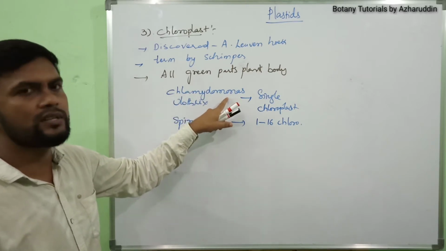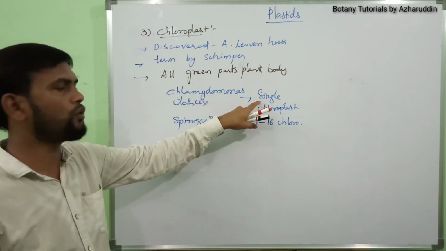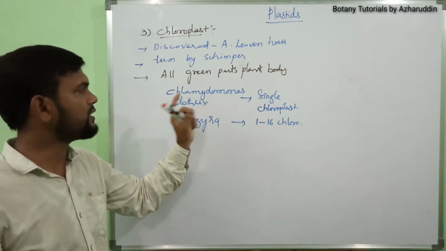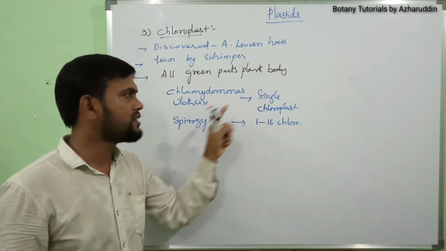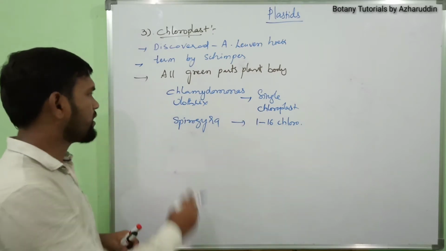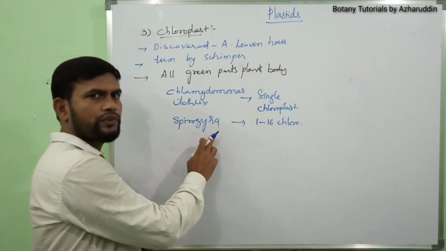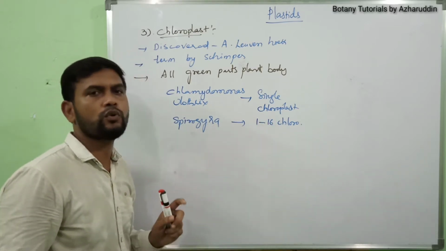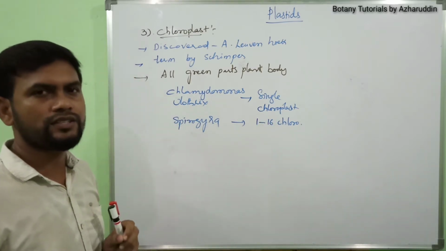Chlamydomonas is a unicellular organism. In that, a single chloroplast is present. Ulothrix is a filamentous alga. In that also, each cell has a single chloroplast. Coming to Spirogyra, it is also a filamentous alga, which has 1 to 16 chloroplasts for each cell.